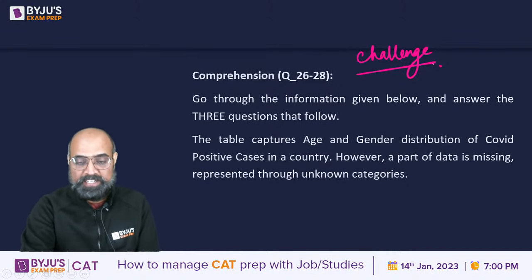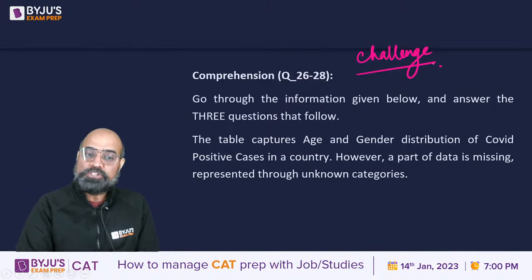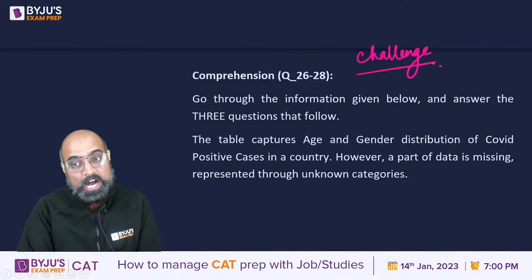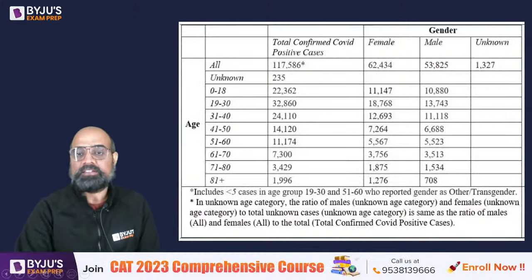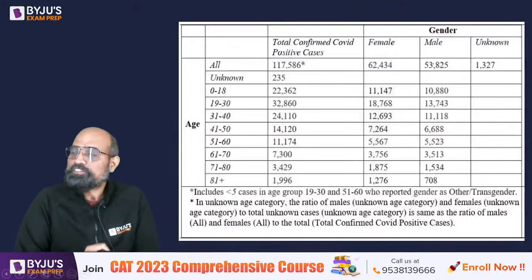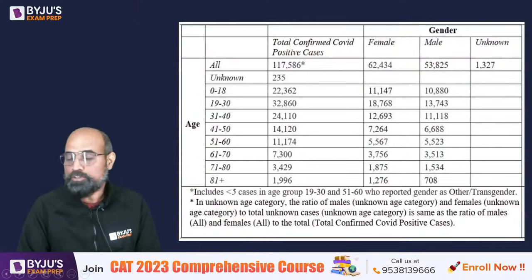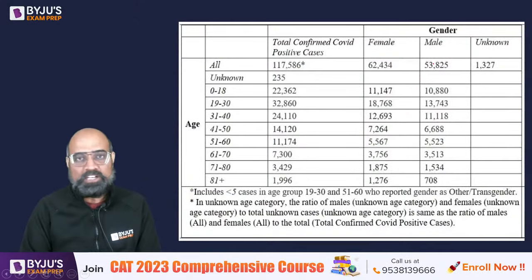Just let me get done with this. The table captures age and gender distribution of COVID positive cases in a country. However, a part of data is missing, represented through unknown categories. This was the table, a very, very bad table. And the questions were also very weird. मतलब बहुत calculative. As in, if you give me even 30 minutes to solve this set, I'll be like, leave it. I'm not going to do it. इतना गंदा set है ये.